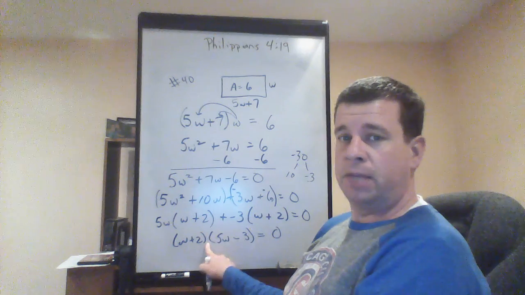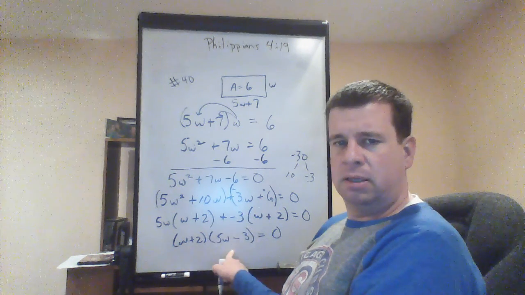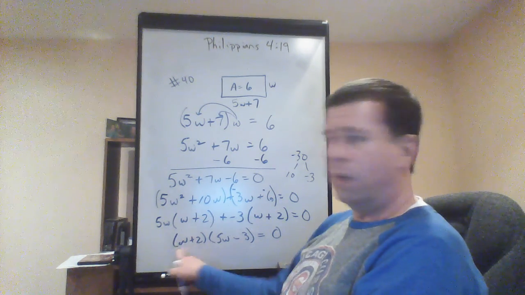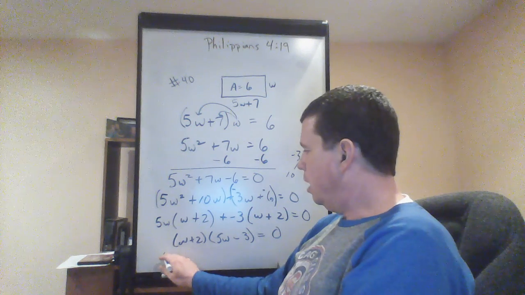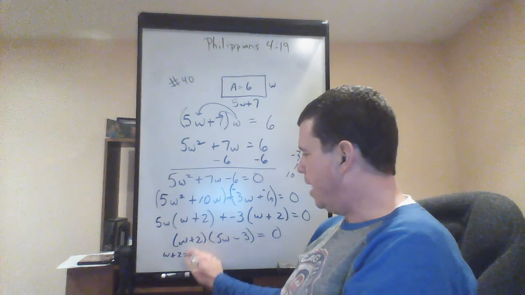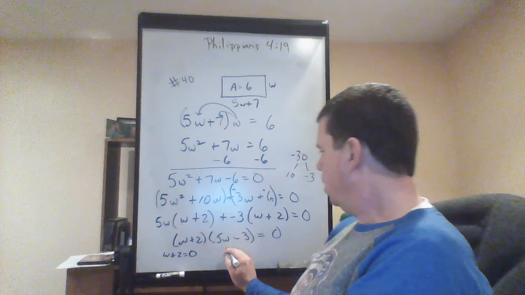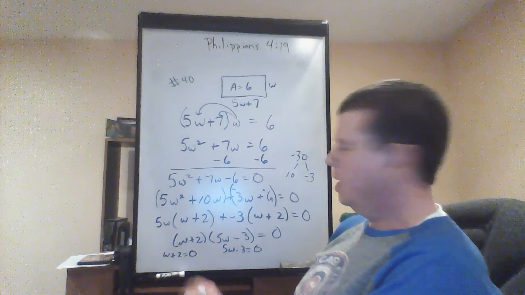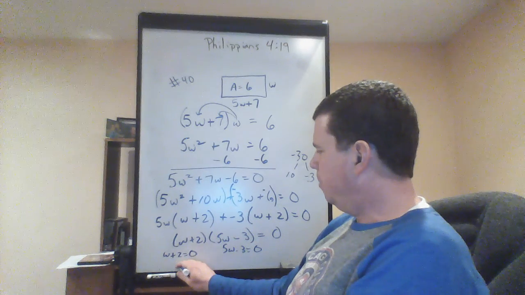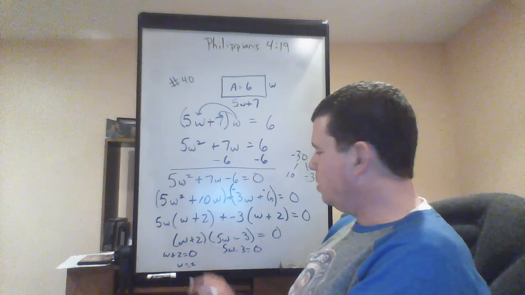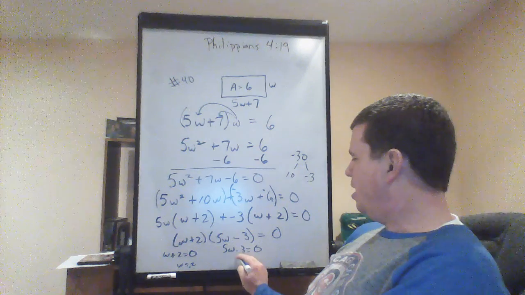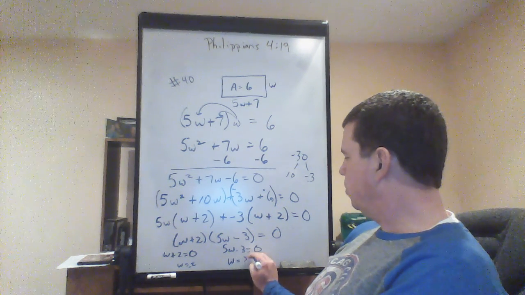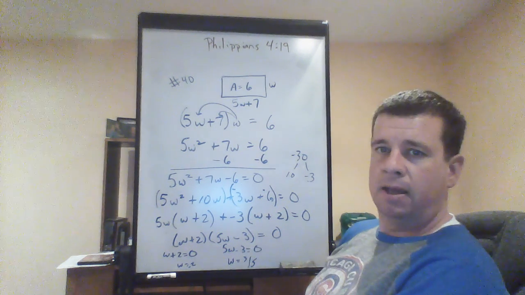So now, again, I've got it factored. I've got it equal to 0. So now I can set each of these equal to 0. If I'm multiplying two things together and getting 0, one of these two things has to be 0. So either w plus 2 has to be 0, or 5w minus 3 has to be 0. If you solve these, I'm going to get w equals -2. And here, add 3 and divide by 5. It's a two-step equation. I'm going to get w equals 3/5.